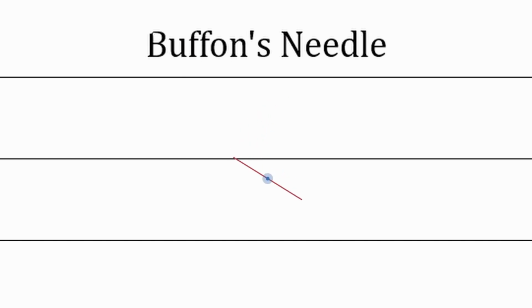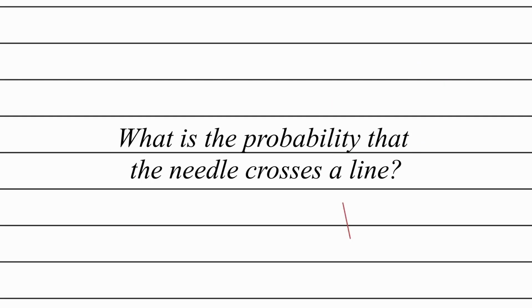Welcome all. Today we'll be solving what is known as the Buffon's needle problem. Consider a plane with parallel lines spaced evenly apart. Say you drop a needle whose length is no more than the space between the lines onto this plane. Record whether the needle crosses or doesn't cross one of the lines, and continue this experiment many times. The question asks what the probability will be that the needle crosses a line.